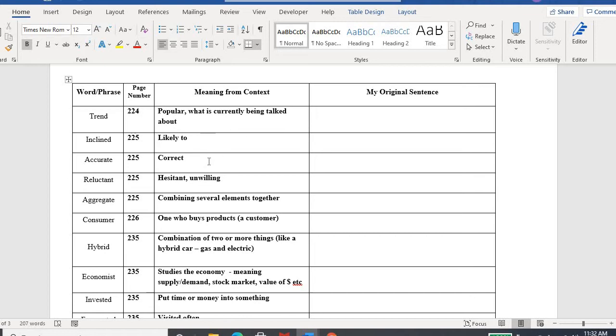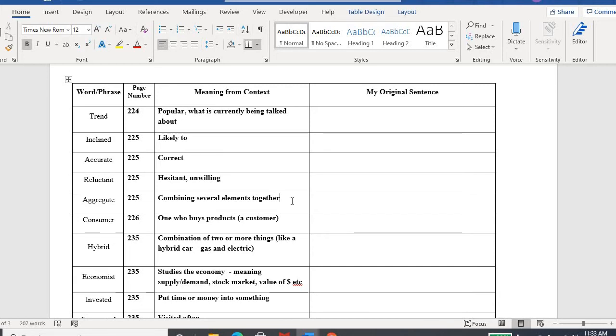Accurate, which I think we're probably familiar with, means correct. How accurate is something? How correct is it? Is it right? Reluctant means you're hesitant or unwilling. Maybe you're reluctant to get up in the morning. Maybe you're reluctant to go to work. Whatever the case is, you do it, but you're not really willing to do it. You're hesitant to do it.